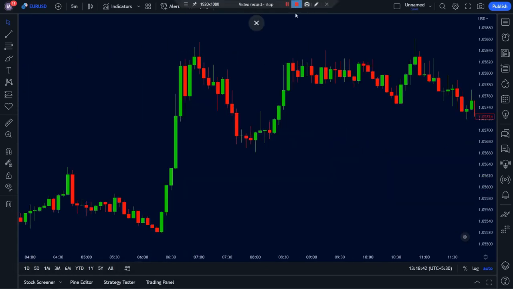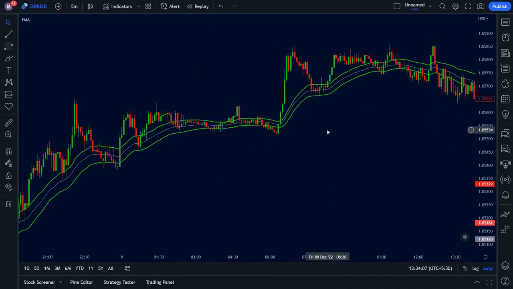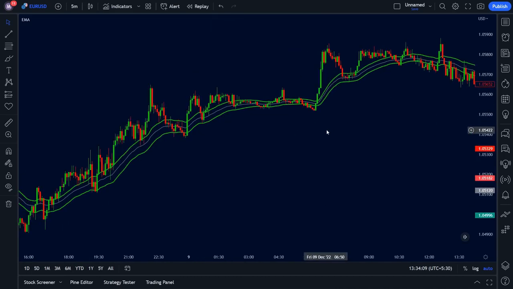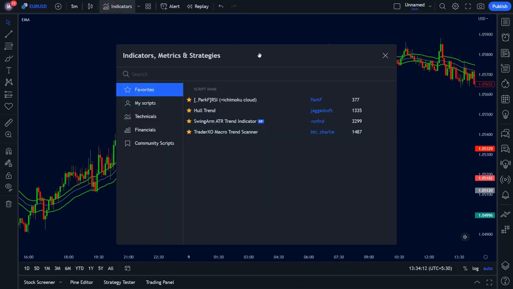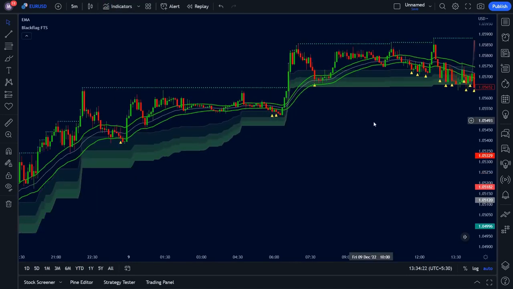Okay, now let me teach you how to filter fake signals. We need to add another indicator to our chart. On top of the page, click on the indicators option and open the tab. On the search bar, type Swing Arm ATR. Now, this is how the indicator looks and it contains some signal lines and zones.